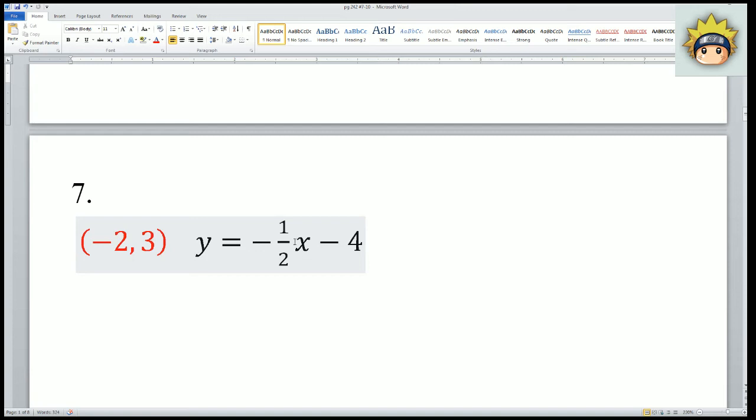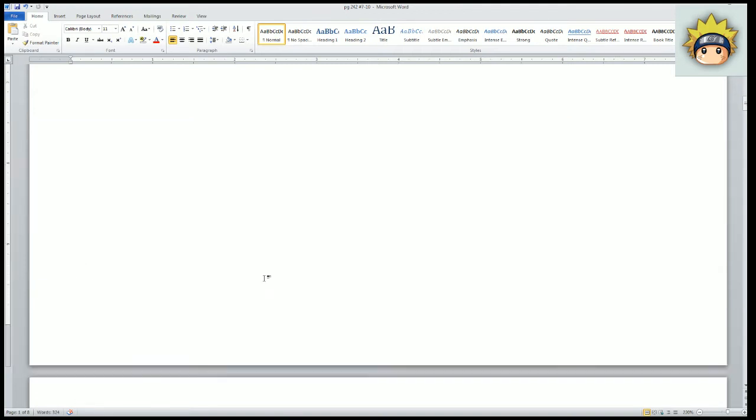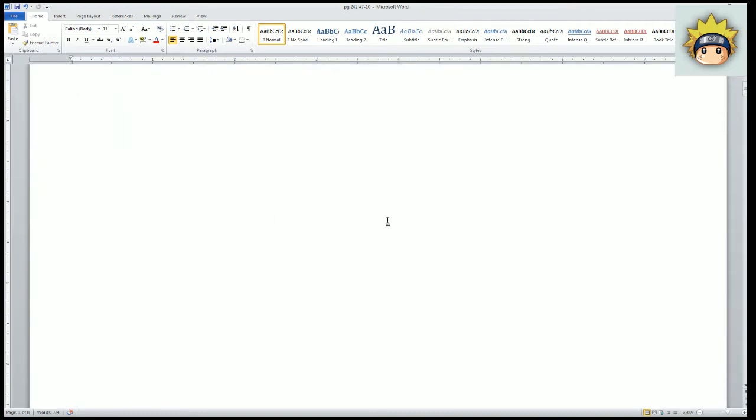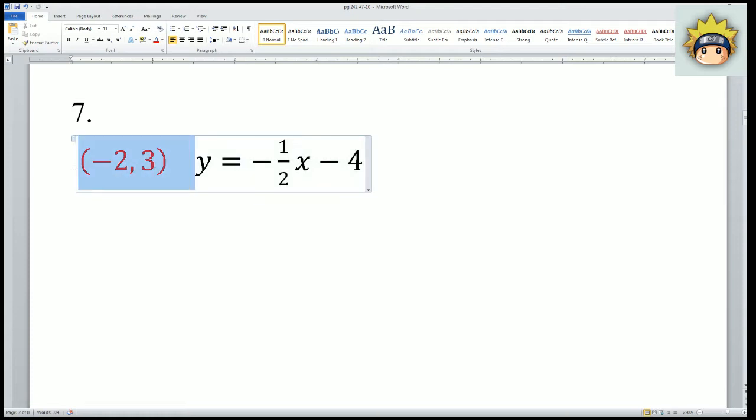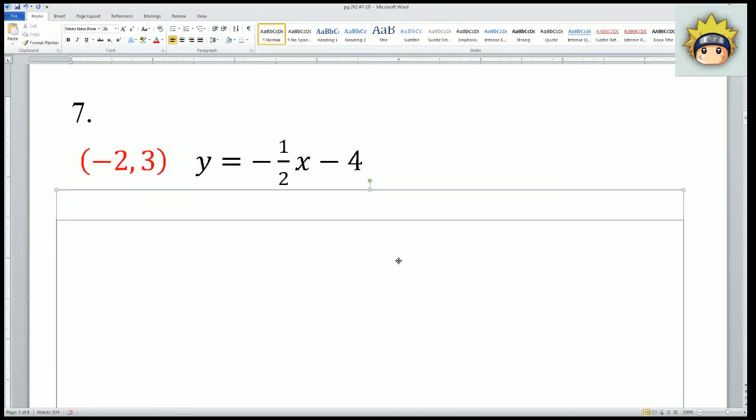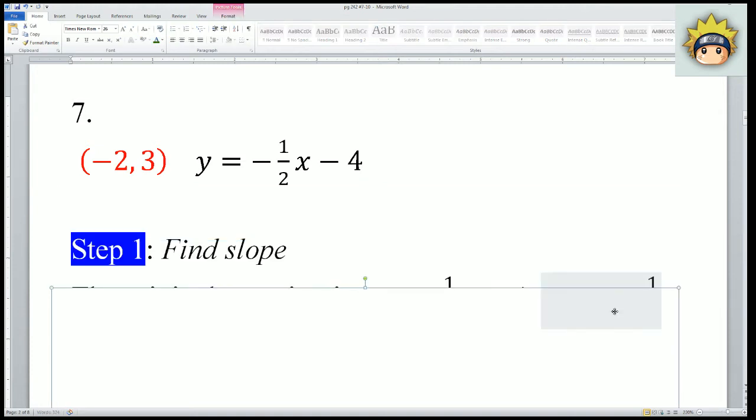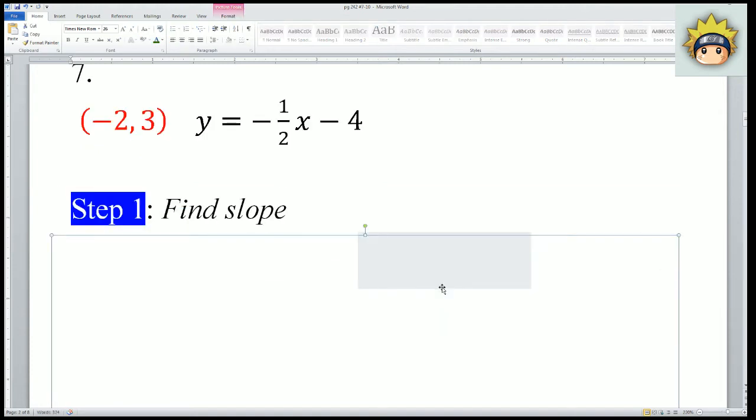Number 7 is displayed right here. The point is (-2, 3), and here's the equation: y equals -1/2 x minus 4. It says I need to produce an equation that passes through this point that is perpendicular to this equation. So, step 1 is to always find my slope.